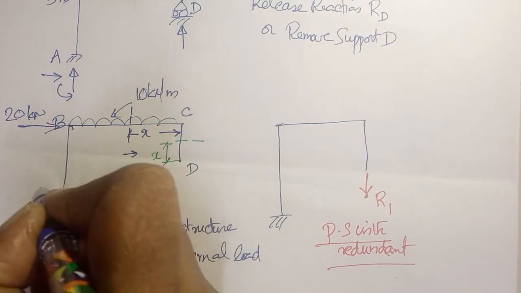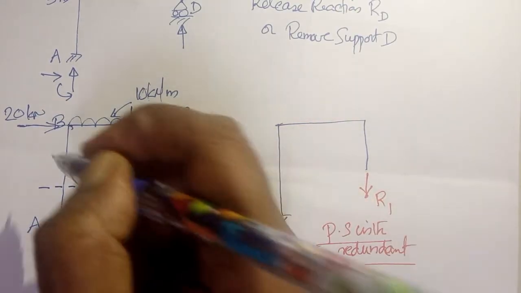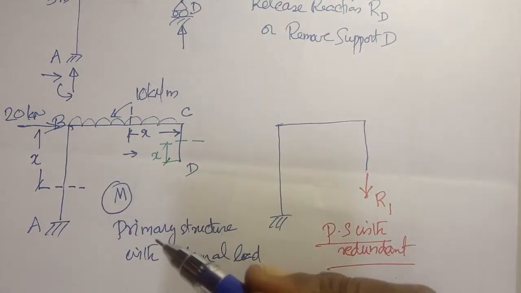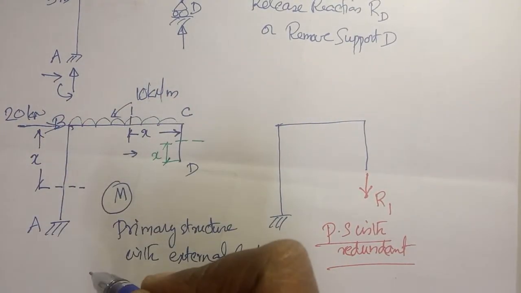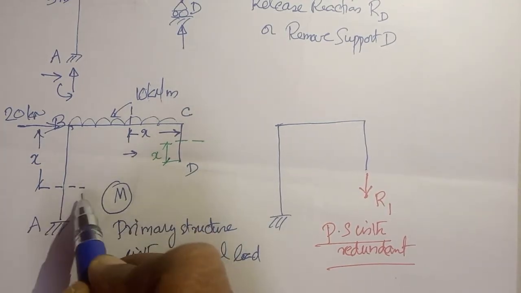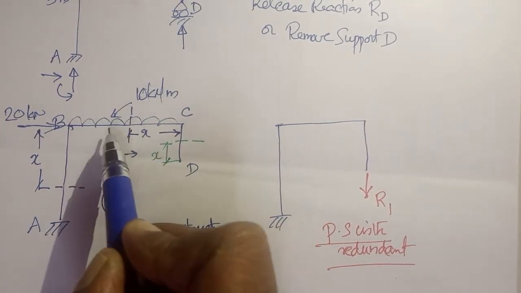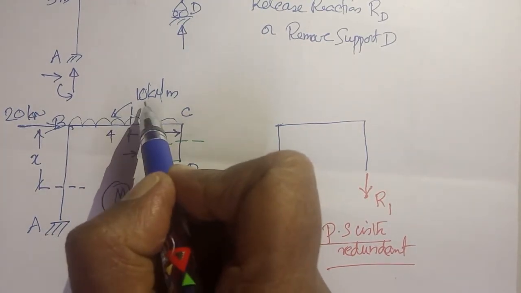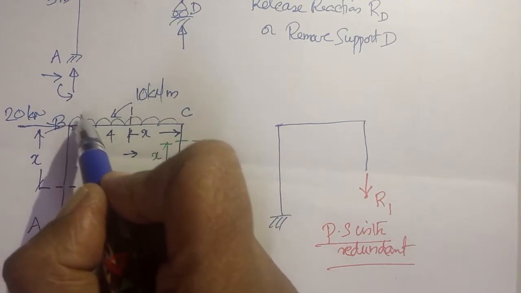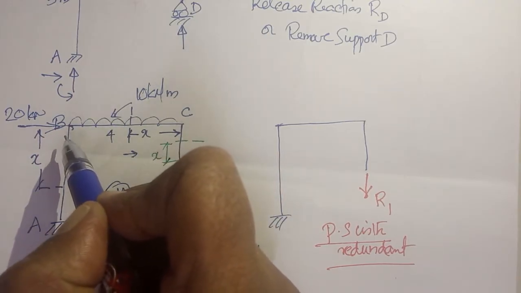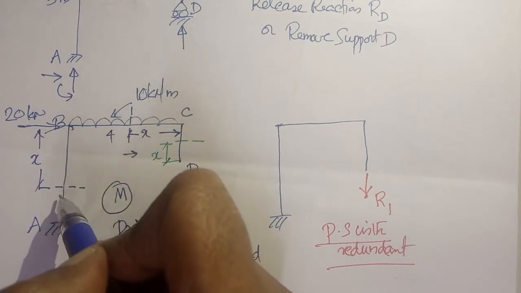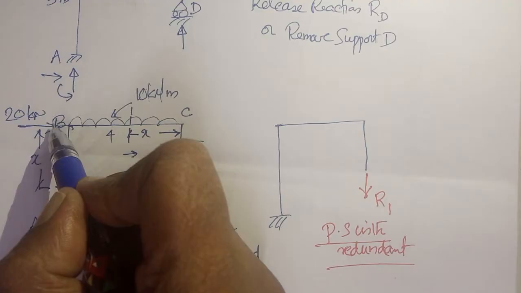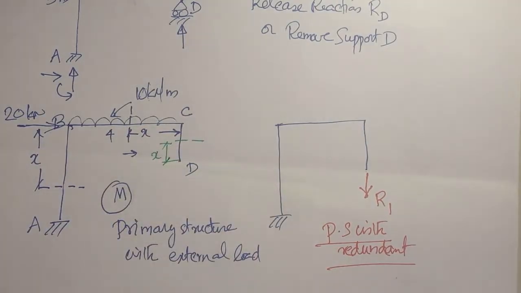Next, we consider a section in this portion BA at a distance X from B. In this portion, the bending moment expression will be, the total load is 10 into 4, acting at the center, 2 meter. So 10 into 4 into 2, 80 kilonewton meter, hogging, minus this 20 into X. So 80 minus 20 into X. So I'll write down these expressions.